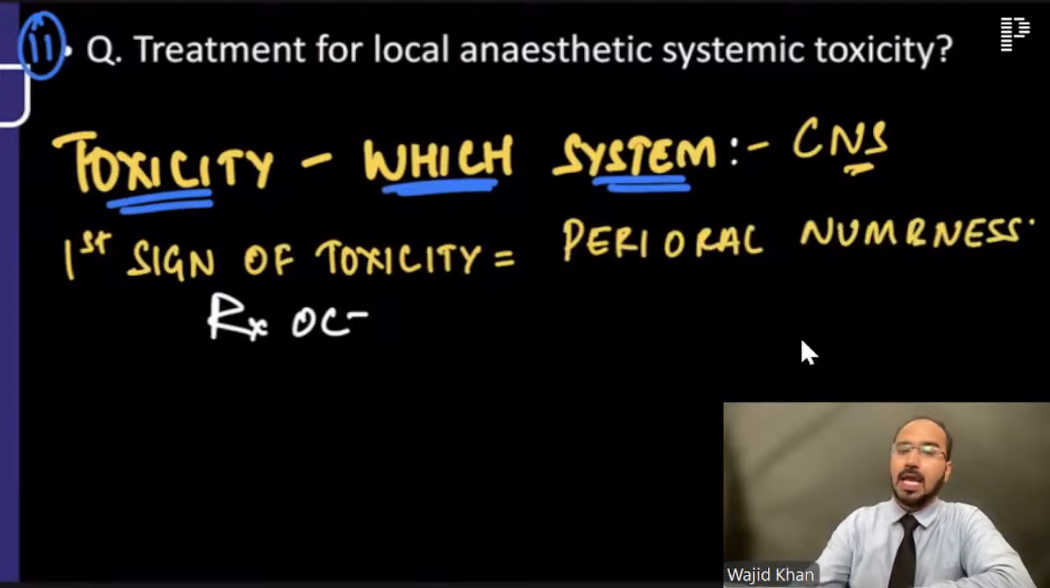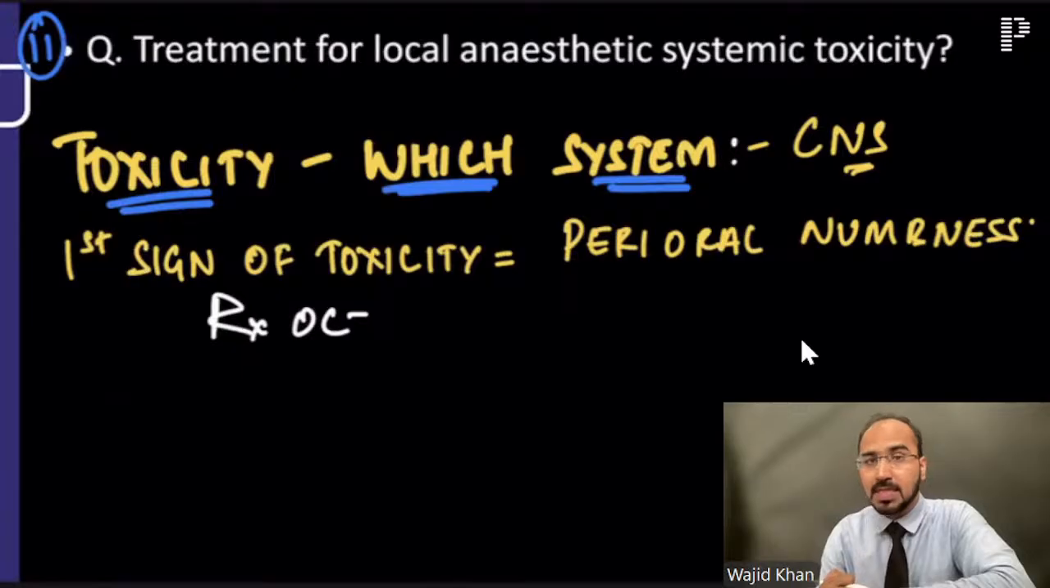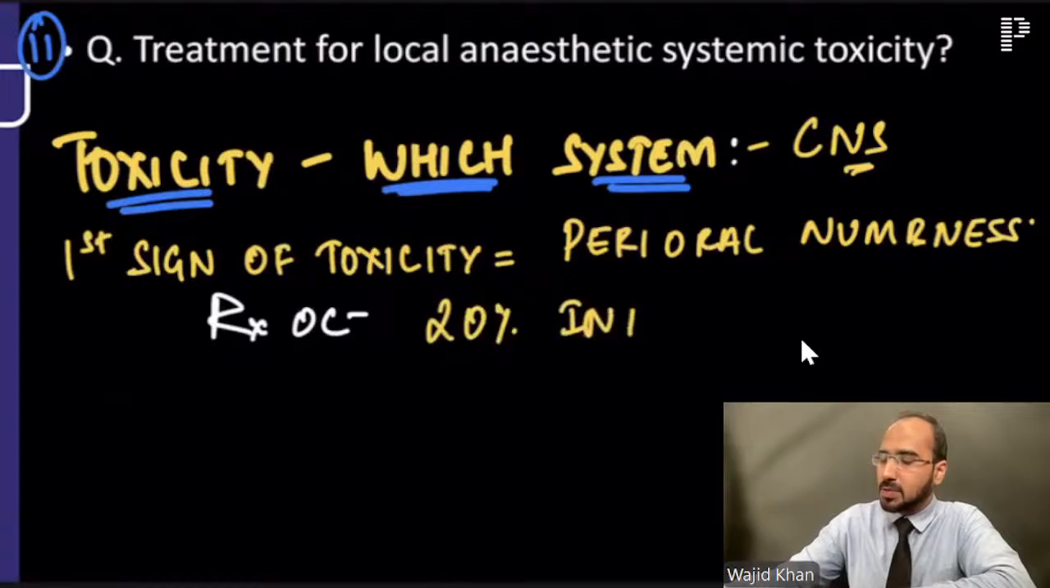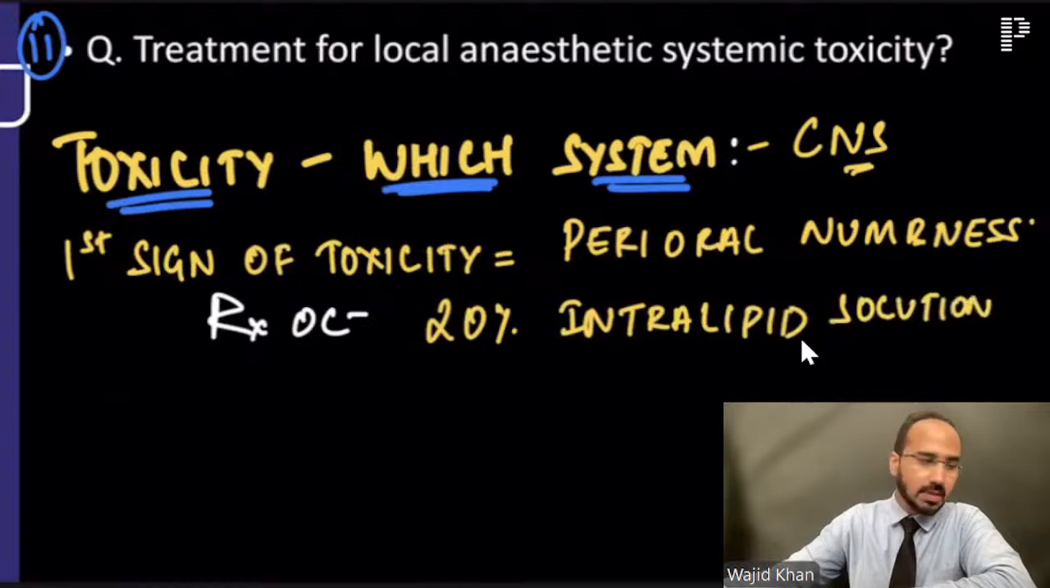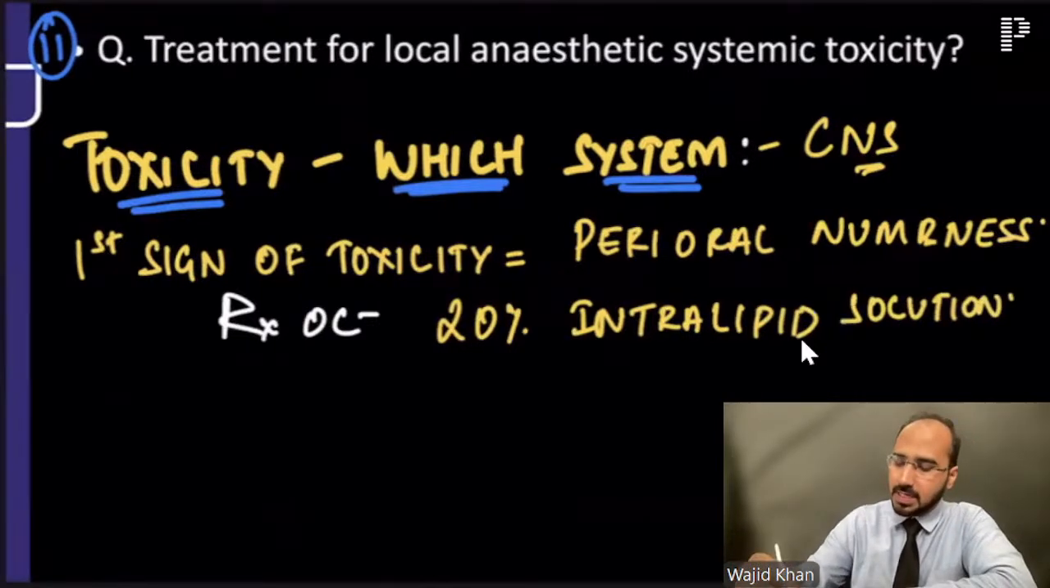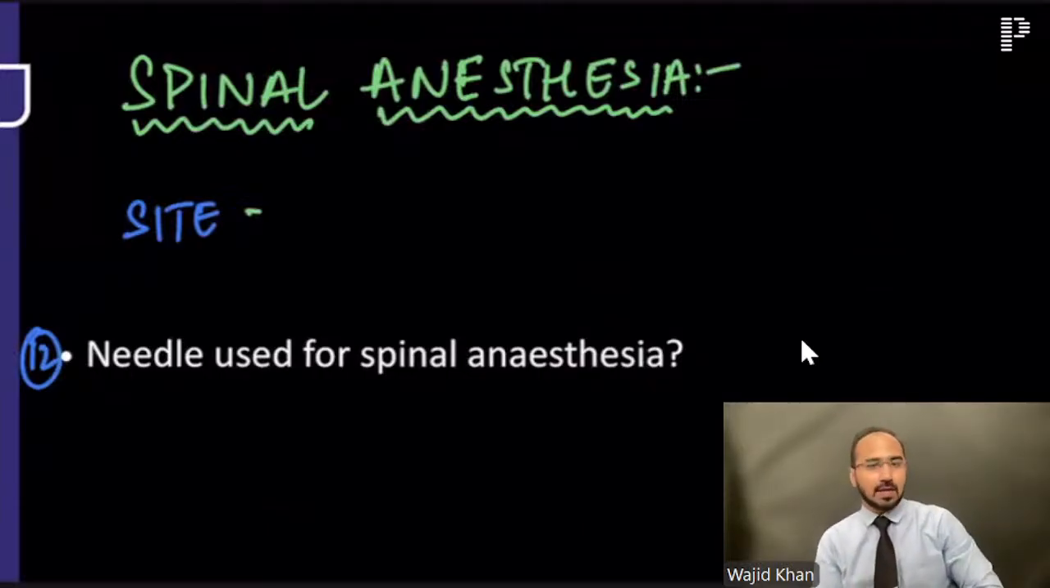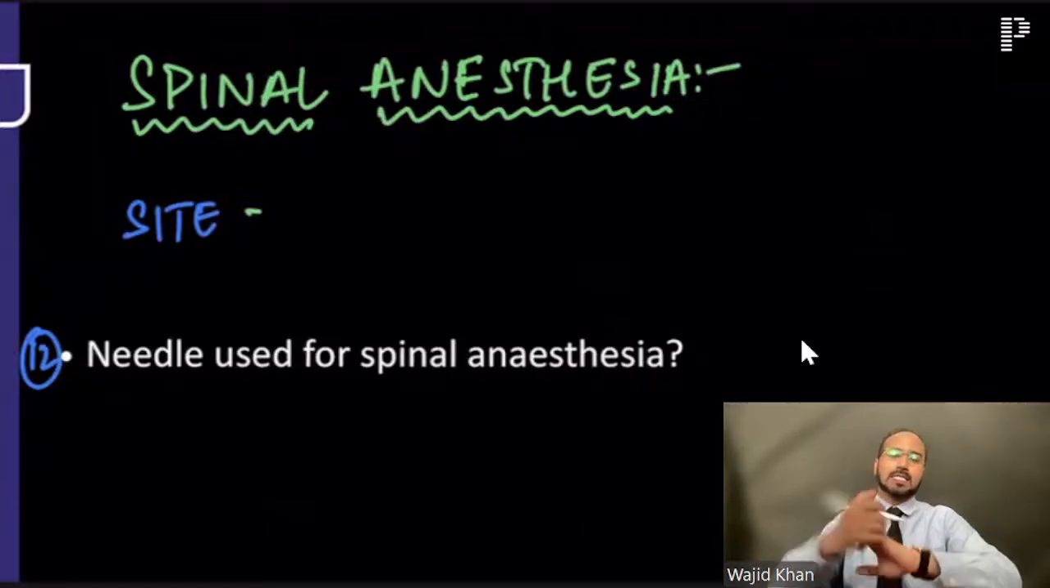Perioral numbness. And now how will you treat this? If at all you have given the local anesthetic in a toxic dose and a patient had told that, doctor, I'm having perioral numbness, what could be the treatment of choice? The treatment of choice could be what, guys? You have to give 20% intralipid solution. Okay, very good. 20% intralipid solution. Next, coming to regional anesthesia, in which we'll be first covering spinal anesthesia.